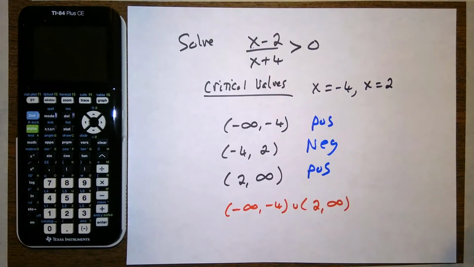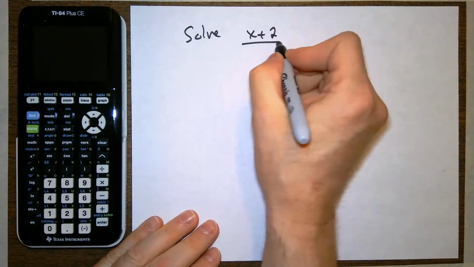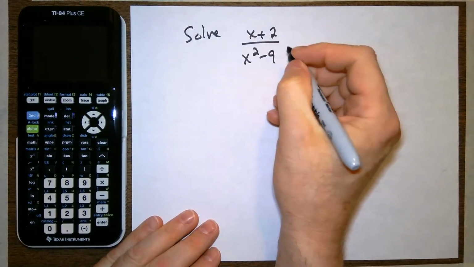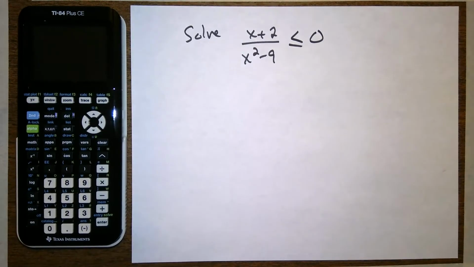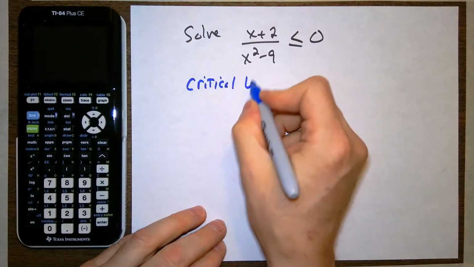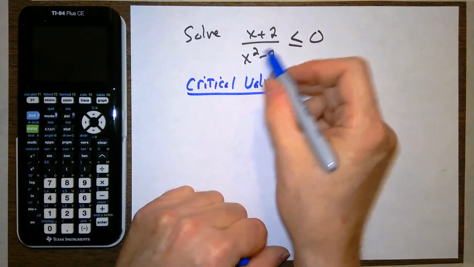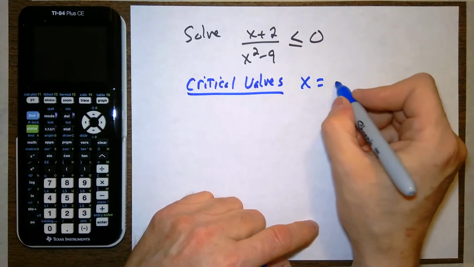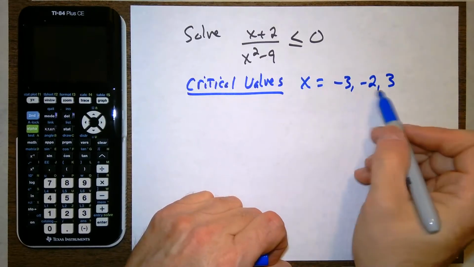Let's look at one a little bit harder, a little bit more going on. How about if we want to solve x plus 2 over x squared minus 9, where is that less than or equal to 0? Now, as I take a look here, what are my critical values in this expression? My critical values of x are occurring at plus and minus 3 and negative 2. If I put them in order from least to greatest, at negative 3 and positive 3, and at negative 2. Those are my critical values.